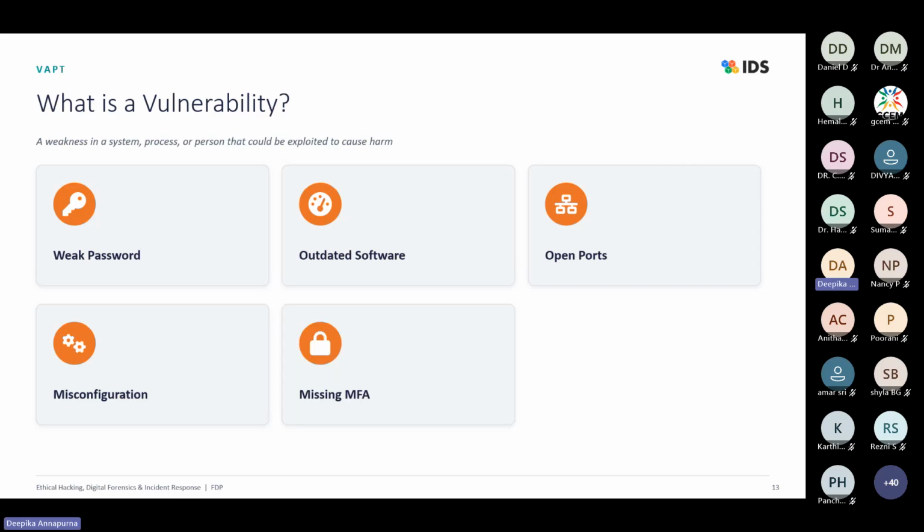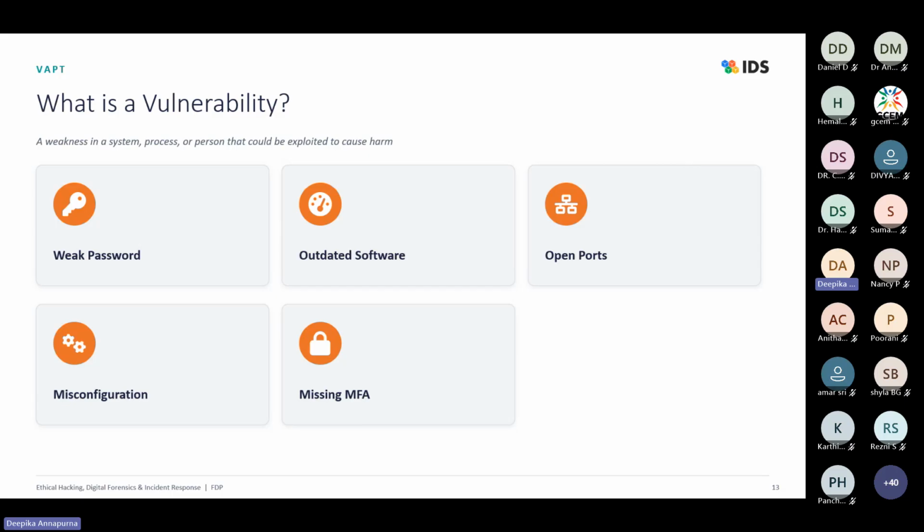Missing multi-factor authentication. He will be checking if multi-factor authentication is not available. Let's say my account does not have multi-factor authentication and he stole my password. What will happen? He can log into my system, right? Easily he can log into my system.